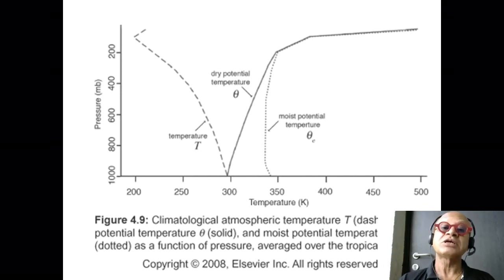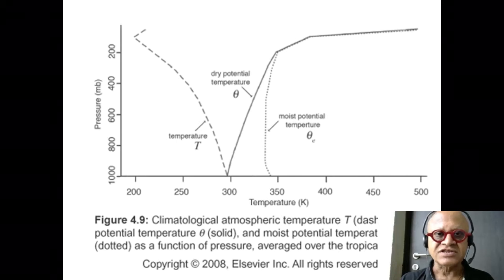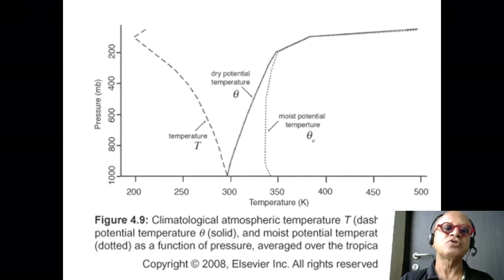What is a climatological atmospheric temperature? So if you measure a bunch of temperature profiles in many places around the Earth for many years, and you just average it over all the years and all the seasons, this is how it would look on average up to the tropopause, and then the stratosphere is up there, which we haven't shown completely.